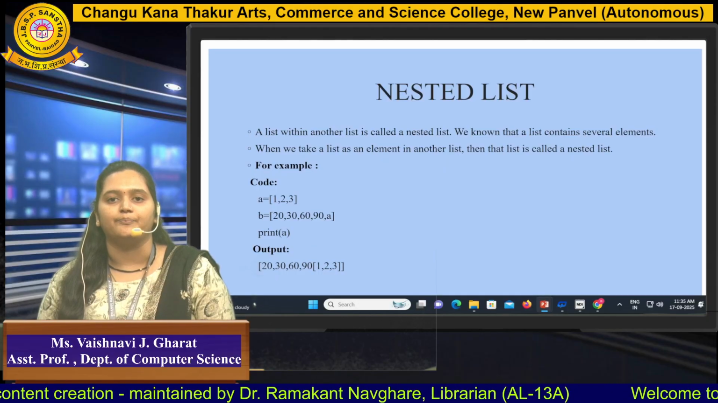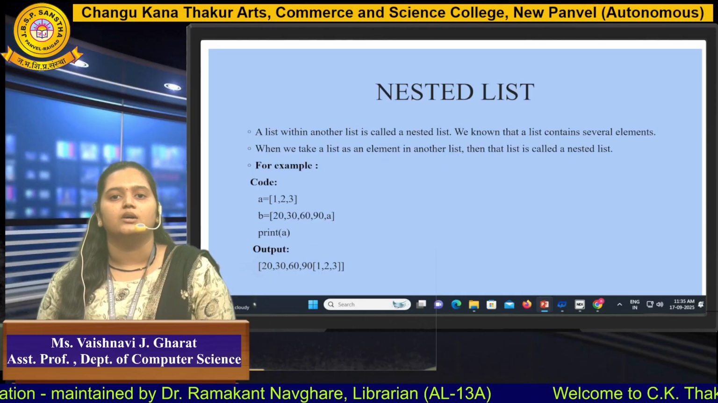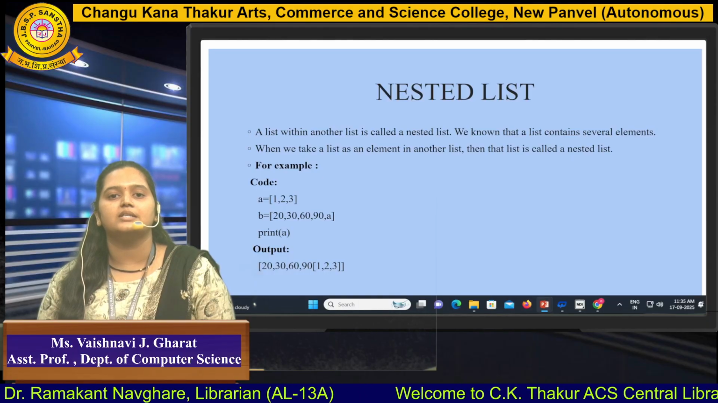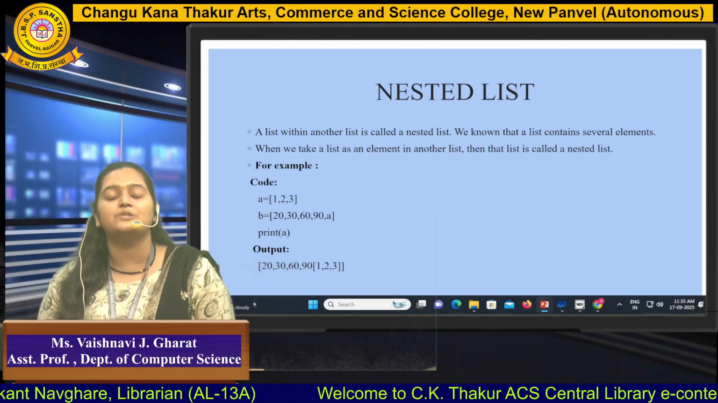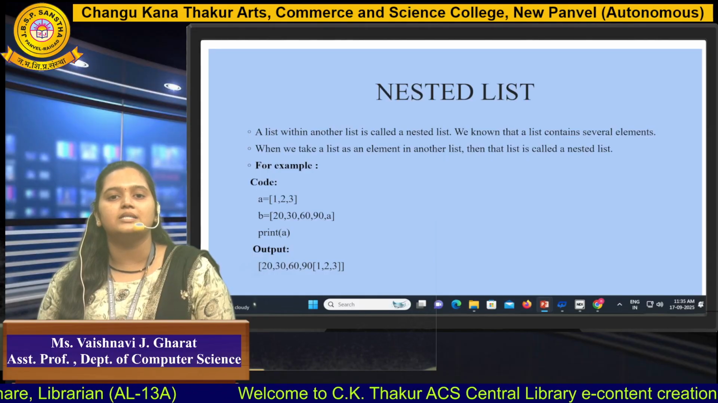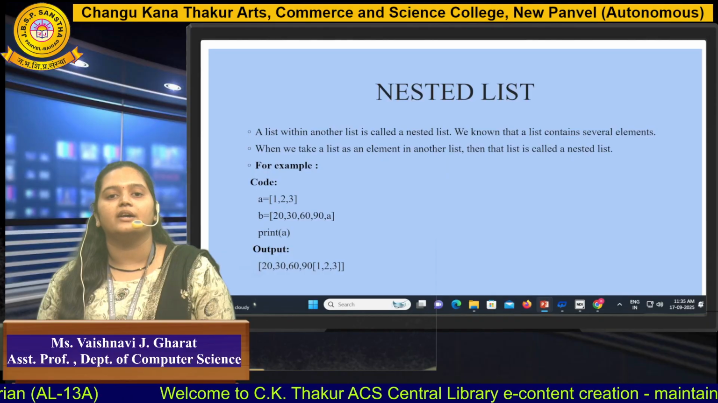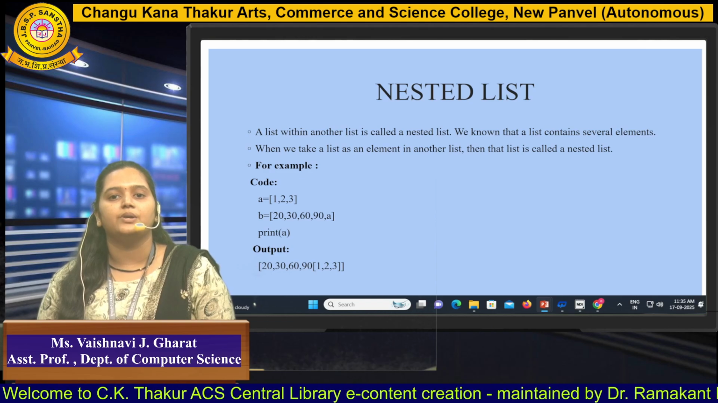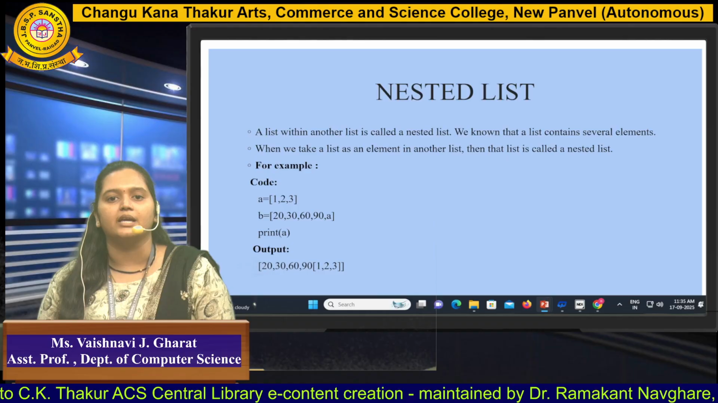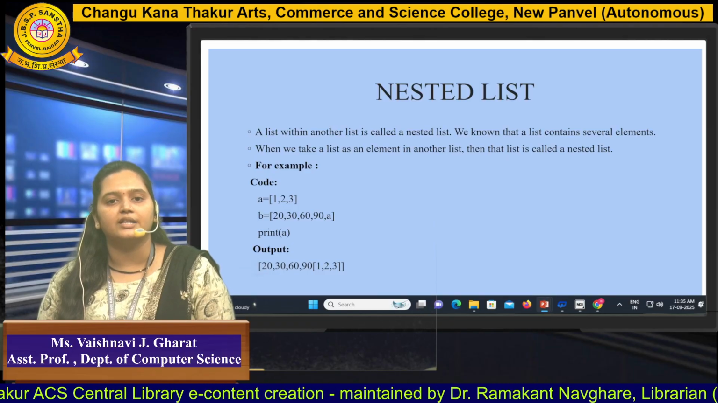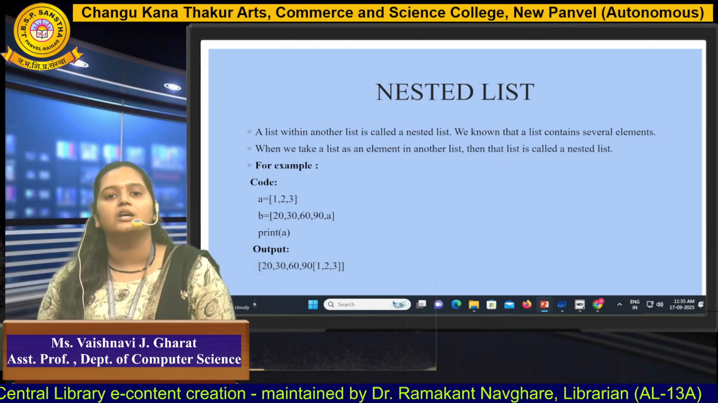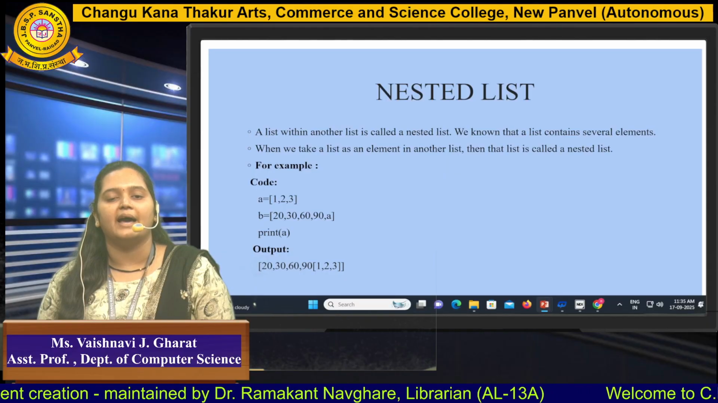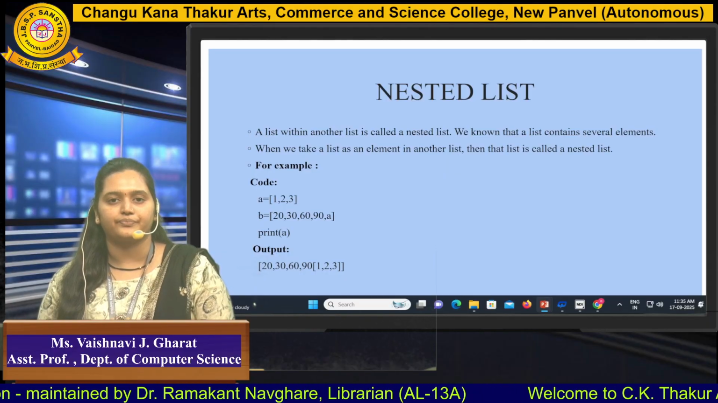So what we are doing, nested list means one list inside another. We are taking two lists, the first list defined as a and the second list defined as b. In the second list, b, you can see after 90 comma we are writing a, which means we are mentioning the first list. So we simply call print a, and then print b. So what is our output? 20 30 60 90, and our first list will be displayed as 1 2 3 in that.